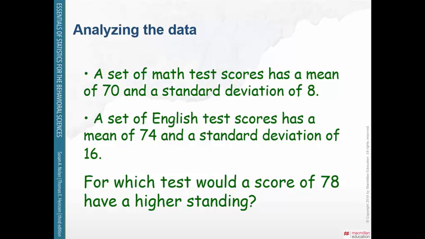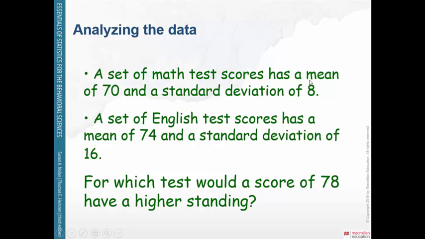Here's where z-scores can get a little interesting and can help us quite a bit. We said that they're very useful for comparing two sets of data with different properties. So let's say you have a set of math test scores that has a mean of 70 and a standard deviation of 8. There's a set of English test scores that has a mean of 74 and a standard deviation of 16. Let's say you took both of these tests and you got a 78 on both.